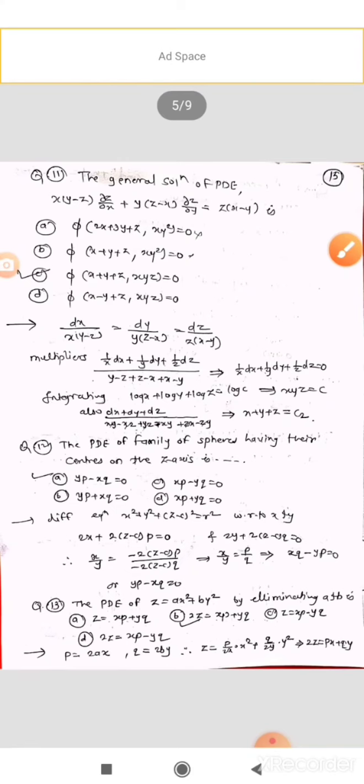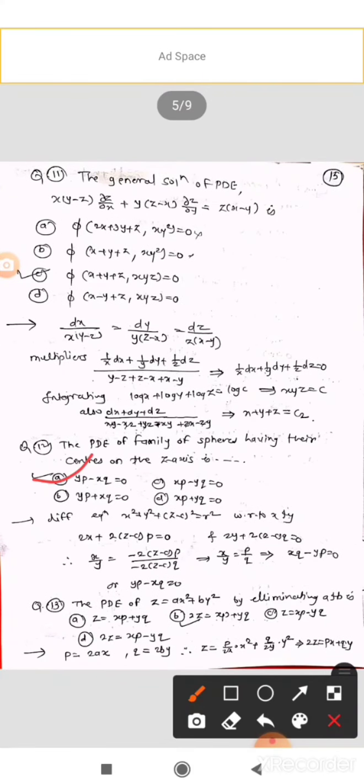Now in the same way we can solve question number 11, the general solution. Question number 12, that is the PDE of a family of spheres having their center on the z axis. We know that its equation is x square plus y square plus (z minus c) square is equal to r square. Then differentiating with respect to x, we get 2x plus 2(z minus c)p equals 0. And if we differentiate with respect to y, we get 2y plus 2(z minus c) into q equals 0. On solving, we get xq minus yp is equal to 0. Therefore, from options A, B, C, D, option A must be correct.